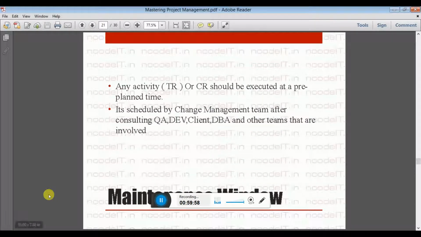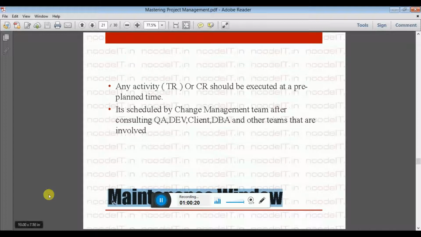Then the maintenance window. A maintenance window is a technical word for execution of the activity. Let's say you have a deployment. You will be given a time, 4 to 6. Now the 4 to 6 is called a maintenance window. The maintenance window can be for a CR or for a TR, meaning maybe you are working on a problem or maybe you are working on a change request.